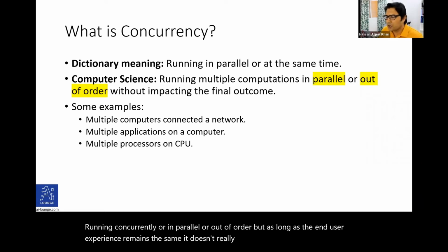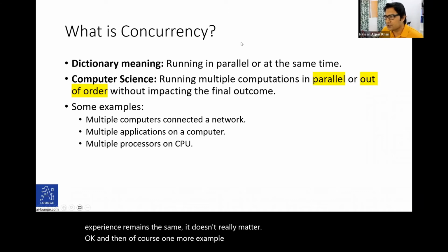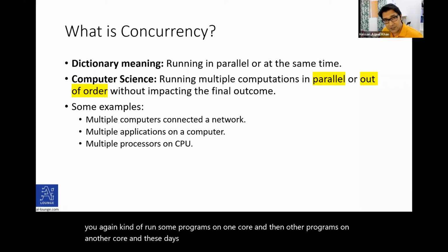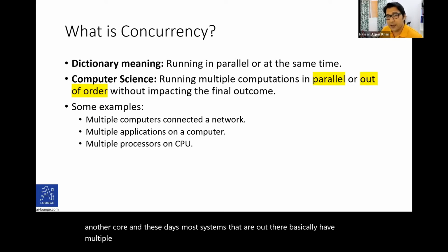Okay, and then one more example is multiple processors on a CPU, where you run some programs on one core and other programs on another core. And these days, most systems out there have multiple cores, and so concurrency and parallel programming, of course, is widely used now.